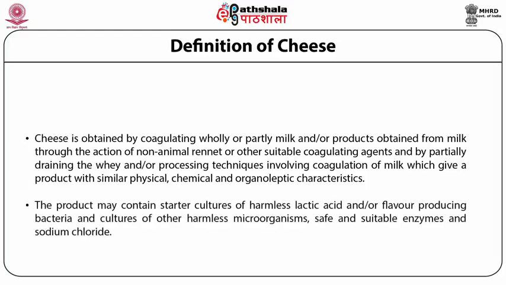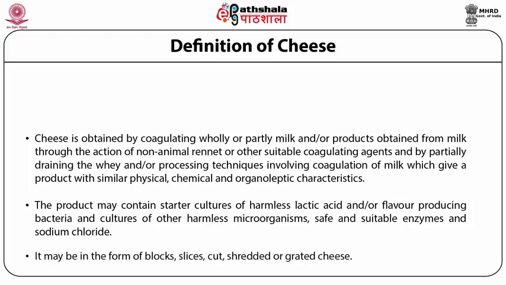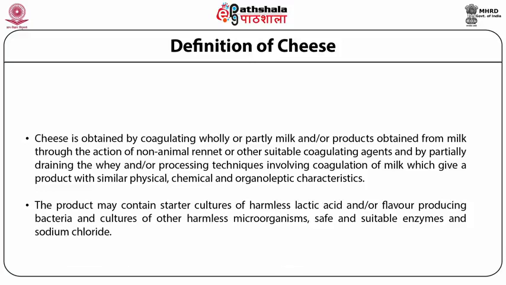The product may contain starter cultures of harmless lactic and flavor producing bacteria and cultures of other harmless microorganisms, safe and suitable enzymes, and even sodium chloride. These cultures are the main ingredients which will decide, based on their fermentation, how much pH you will be attaining in the final curd, as well as the flavor you will have even after the final ripening of the cheese. Cheese may be in the form of blocks, slices, cut, shredded, or even grated cheese.